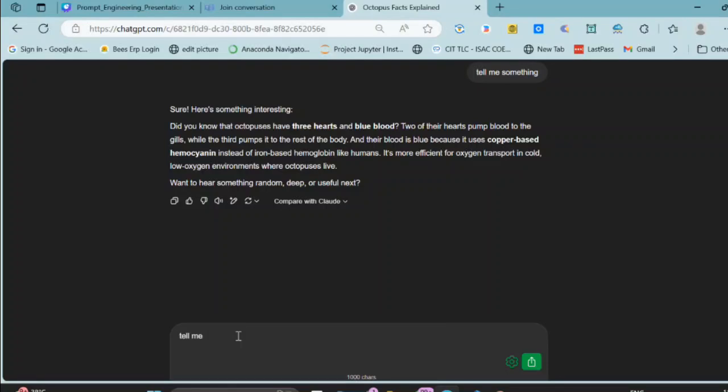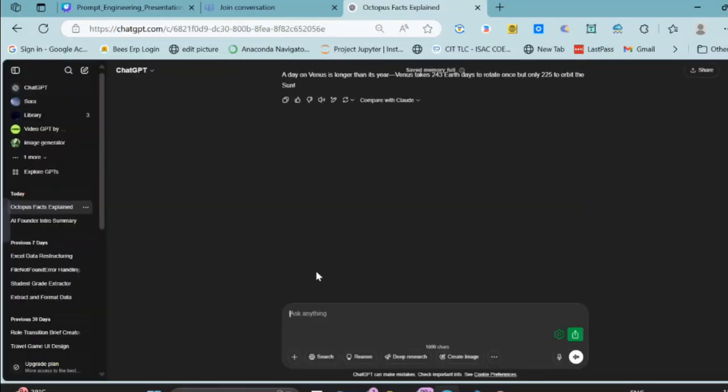Which provides all the things: "Tell me a fun fact about space in one line." Here we mention the fun fact, the emotion, and the specific area, which is space, in one line. The response: "A day on Venus is longer than its year. Venus takes 243 Earth days to rotate once, but only 225 to orbit the sun." So what we are instructing the AI is: tell me a fun fact about space in one line. It will provide one fun fact. And like this, we can move to the next slide.